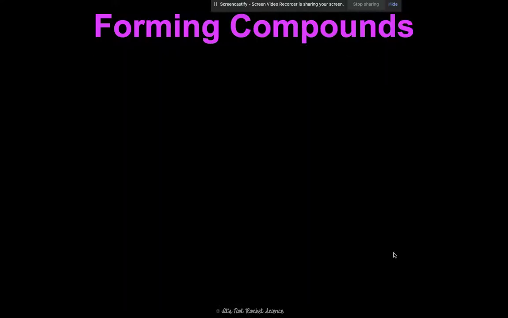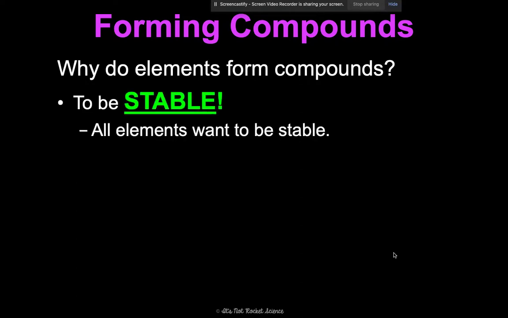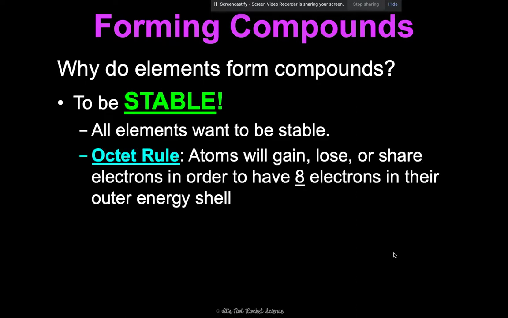Now let's talk about forming those compounds. So why do elements form compounds, first of all? To be stable. That is their life goal. All elements want to be stable. They want to be fulfilled. They want all of their electrons to be taken care of. So that's why the octet rule is a thing. Atoms will gain, lose, or share electrons in order to have 8 electrons in their outer energy shell. Their end game is 8 because that makes them happy.